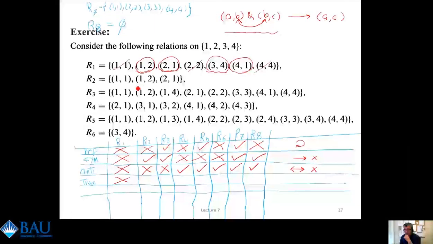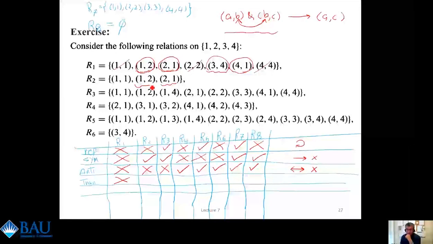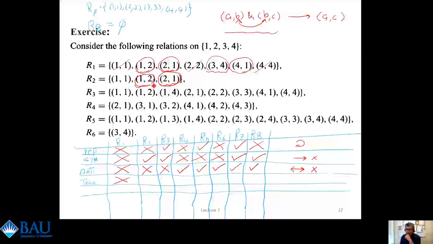R2. 1, 2, 2, 1. Answer is 1, 1. We have them. What if you pick up 2, 1 first, and the second one is 1, 2, like this one. 2, 1, and 1, 2. Answer is 2, 2. Do we have them? No. Therefore, this is not transitive.